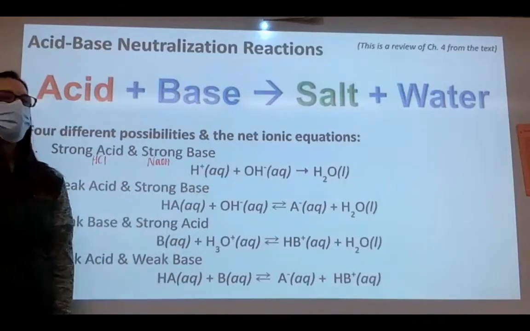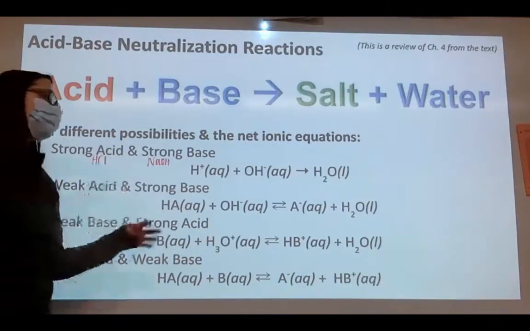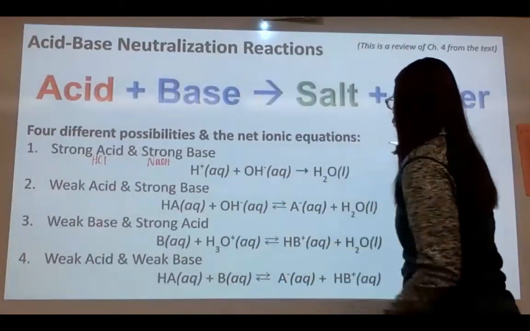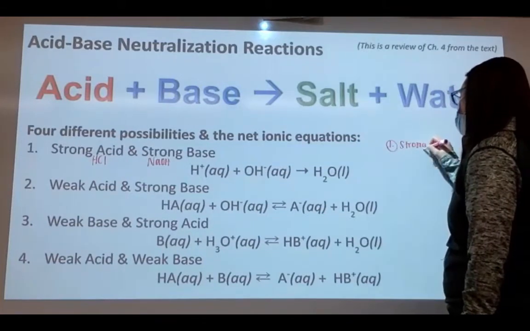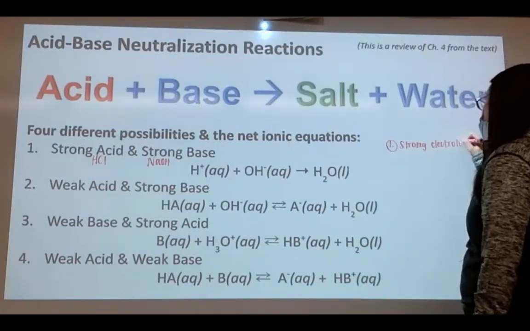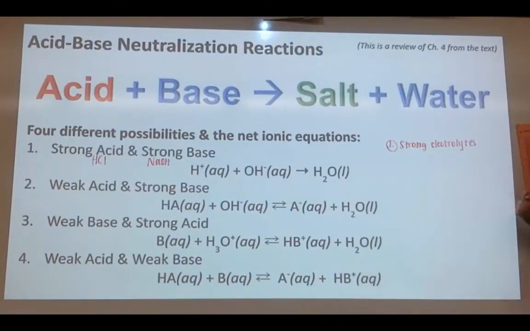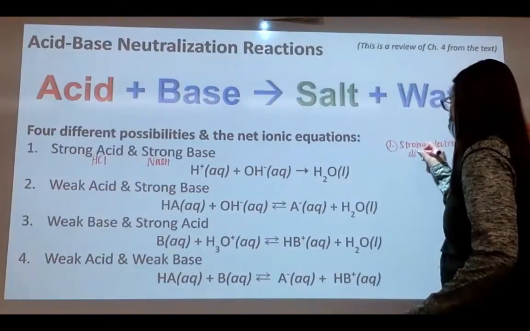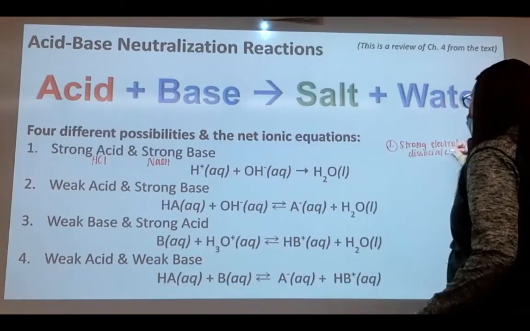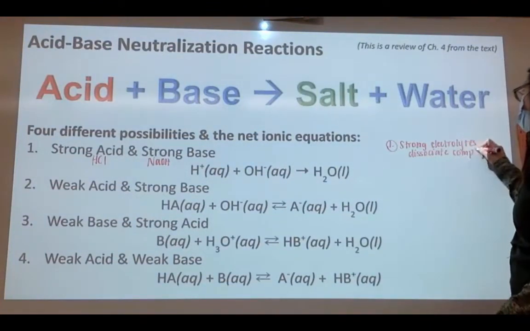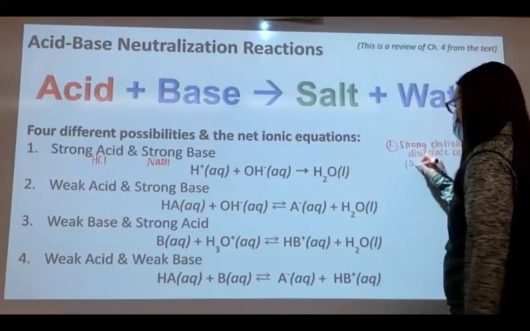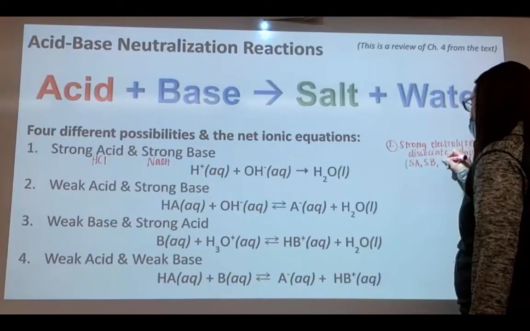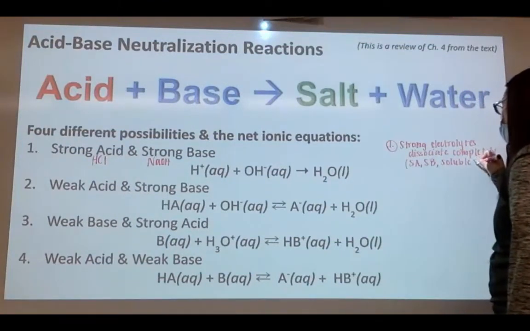When we're looking at net ionic equations, and we're going to be reviewing net ionic equations not only today but also next week, remember that strong electrolytes completely break apart. So strong electrolytes dissociate completely. When we looked at net ionic equations back from the summer work, chapter 4, strong electrolytes completely dissociate. Strong electrolytes are strong acids, strong bases, and soluble salts.